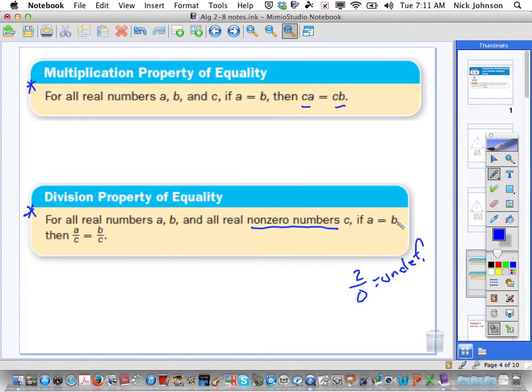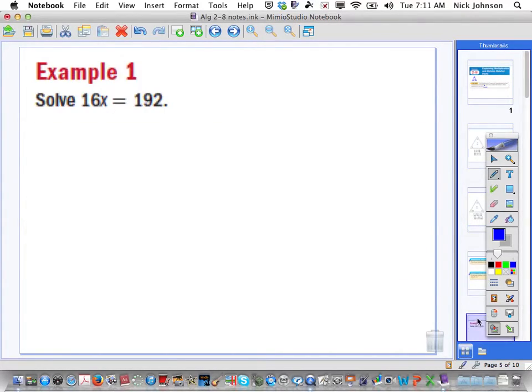If a equals b, that means a and b are equal to each other. And then if you divide one side by c, you also have to divide the other side by c. You're going to get sick of hearing me say this, but that's what algebra is all about. Whatever you do to one side, you have to do to the other. If I divide by some number on the left side, I have to divide by some number on the right side. You have to keep both sides equal.